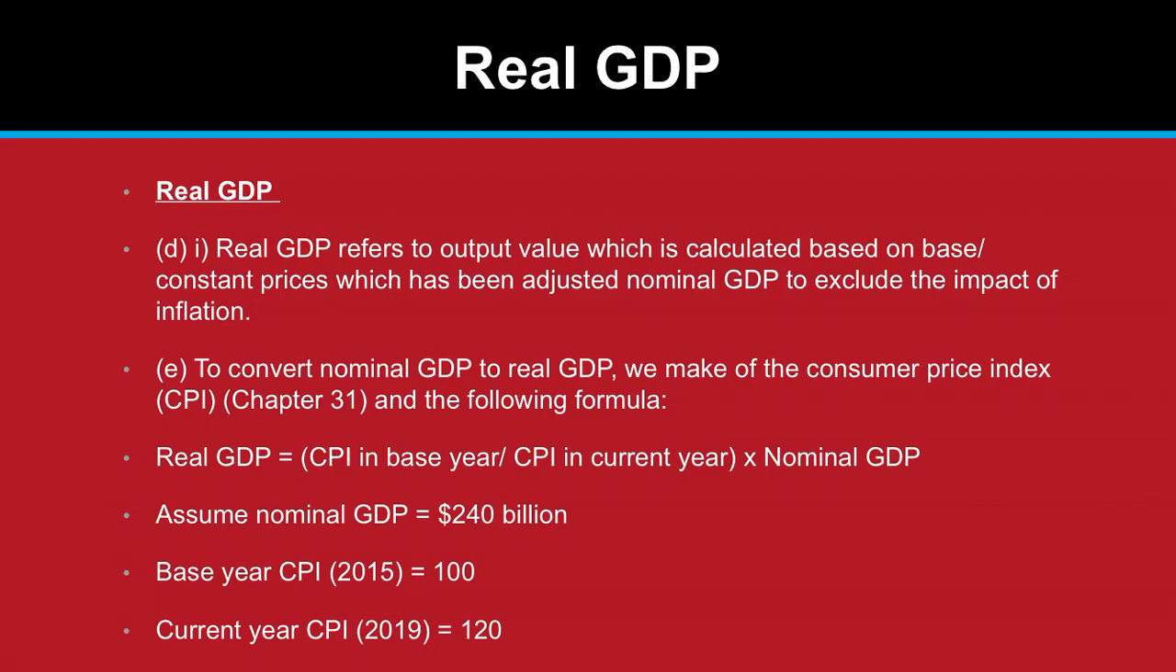Okay, let's assume the nominal GDP is equal to 240 billion, whereas the base year CPI is about 100, and the current year CPI is 120. So we can calculate the real GDP by taking the base year CPI 100 divided by the current year CPI 120 times the 240. You can get the real GDP, which is about 200 billion.